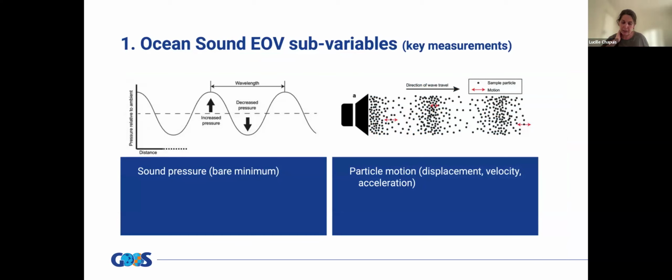So the ocean sound EOV focuses on two main measured variables, so two key measurements. The first one is sound pressure, and that is the bare minimum for any sound observation. And the second one is particle motion. So that's the displacement, velocity, or acceleration of the particle of the medium that can be measured while the sound pressure wave travels through the water. And the particle motion is critical for fish and invertebrates hearing, but historically undermeasured. So including particle motion is a major advance, ensuring that the EOV reflects the sensory ecology of the majority of marine animals. Next, please.